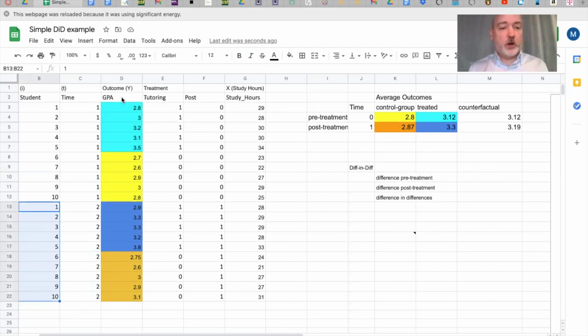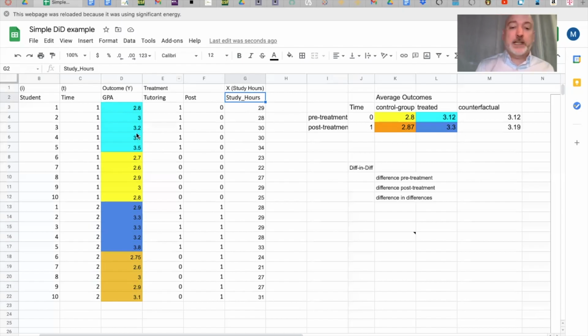And then we have our outcome variable, our GPA, and then the dummy variable, which is essentially our treatment indicator, taking on a value 1 if you're in the treatment group, if you took advantage of tutoring. And then we also have our time dummy variable that takes on the value 1 in period 2. So that's our post-treatment indicator. We're not going to worry about it for this example, but in a more realistic data set, you would also have a bunch of control variables. So here, study hours as a continuous control variable.